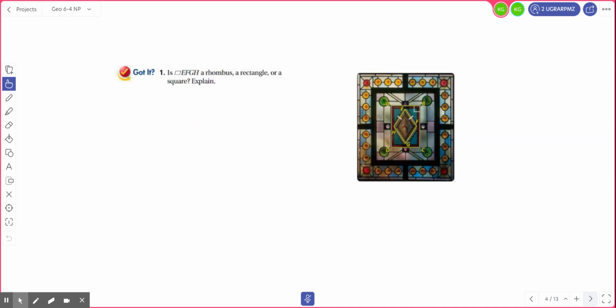Looking at that same picture, there is an inner shape, EFGH, and they tell you two of those sides are congruent. And your job is to explain if this shape is a rhombus, rectangle, or square, and tell us why. There'll be a few slides on a chance for you to write your answer out to that question.